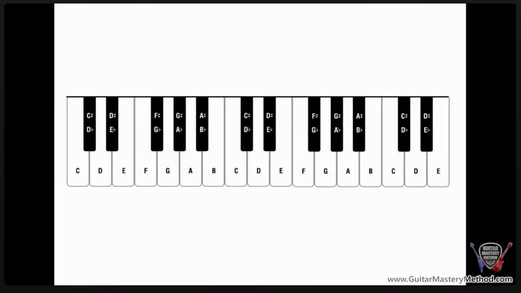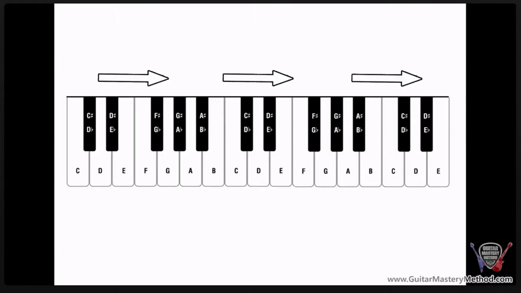Here are the notes on a piano. Notice how there are no sharps or flats on the white keys. They are all on the black keys. So with two names, how do we know what name to call the note? Well, that depends on what direction we are going.